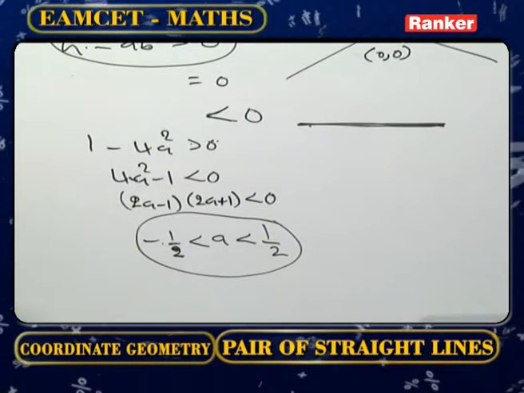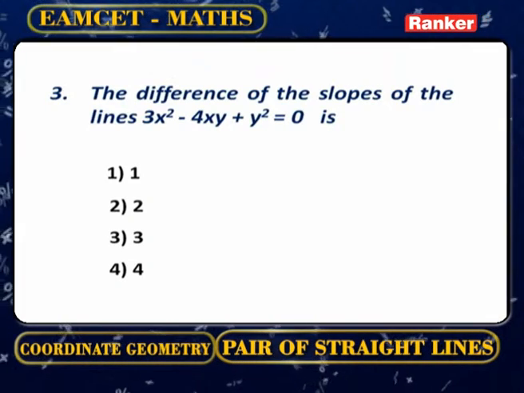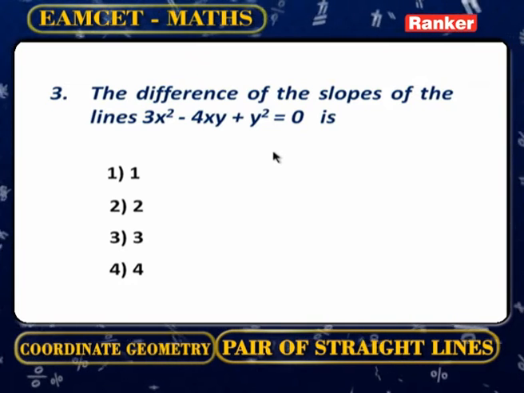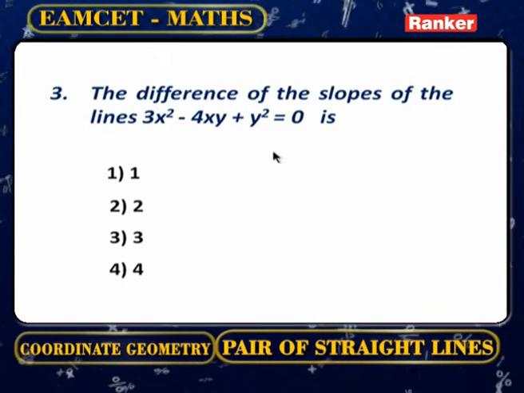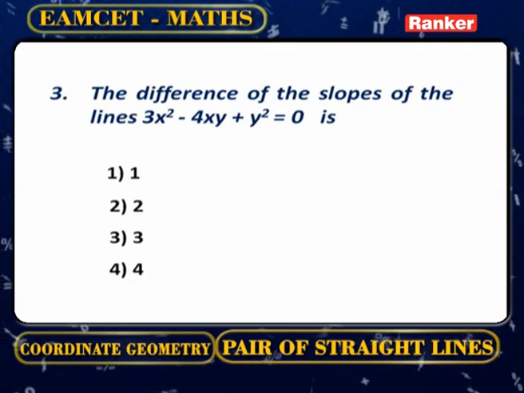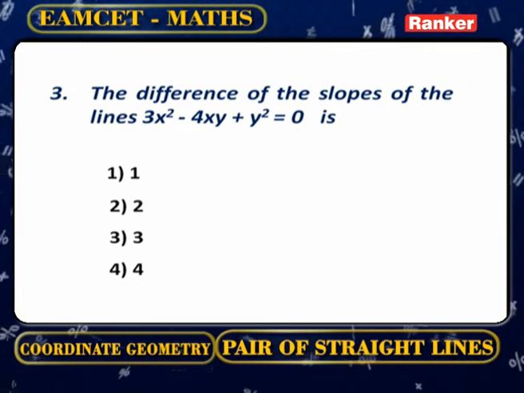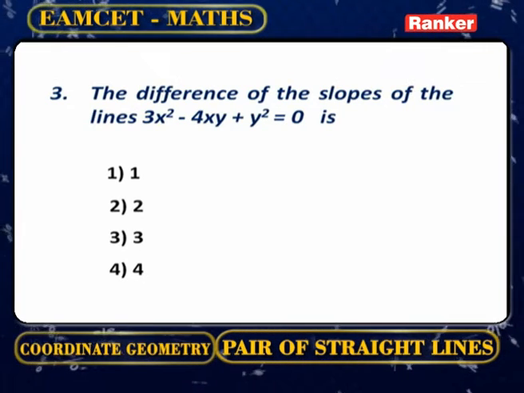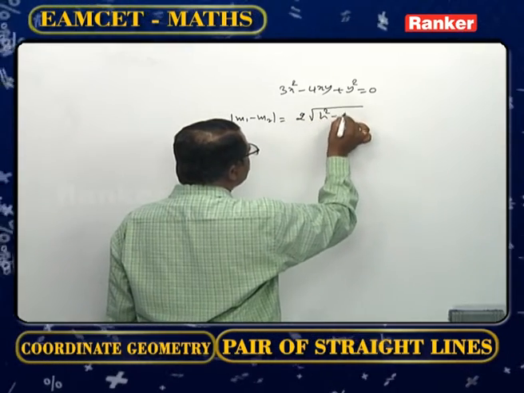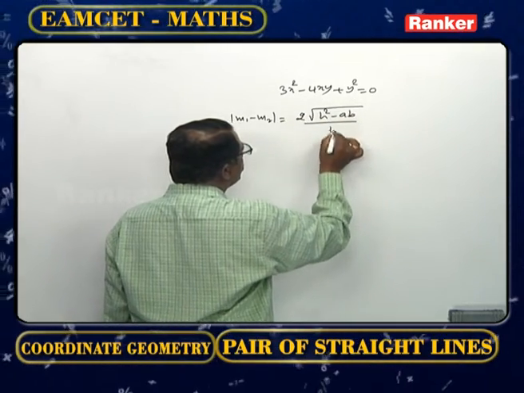Third option. Find the difference of slopes of the lines 3x square minus 4xy plus y square equals 0. The difference of slopes, mod of m1 minus m2, equals 2 into square root of h square minus ab, by mod b.